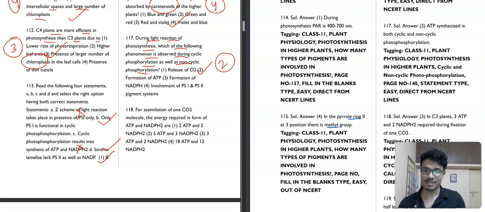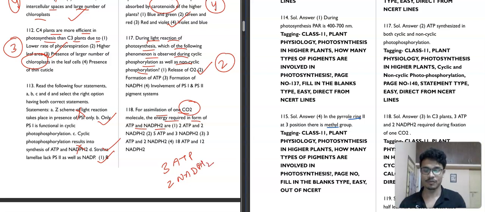It is saying that for assimilation of one CO2 molecule, the energy required in the form of ATP and NADPH is: 2 ATP and 2 NADPH, 5 ATP and 3 NADPH, 3 ATP and 2 NADPH, or 18 ATP and 12 NADPH. In the process of assimilation of one CO2 molecule, it will require 3 ATP and 2 NADPH during fixation of one CO2.